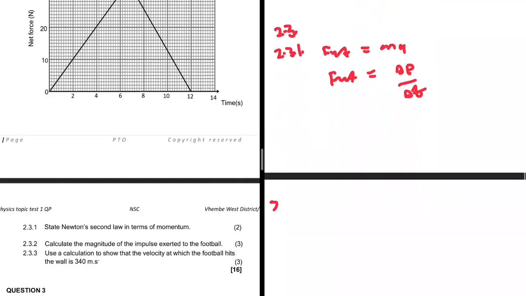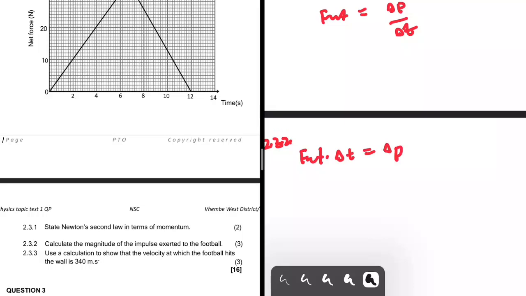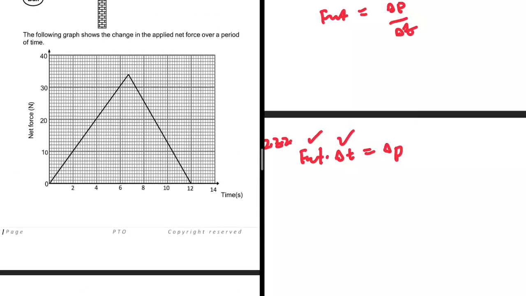And then 2.3.2, calculate the magnitude of the impulse exerted on the football. Okay, so take a look at this once more. The impulse, F net delta t, is equal to delta p. So what is the impulse? F net multiplied by delta t. If you take a look at our graph, we just need to calculate the area of the triangle in order to have our impulse, because in order to calculate the area, we are saying half base multiplied by the height, of which we have F net and delta t. Okay, so let's go ahead and do that.